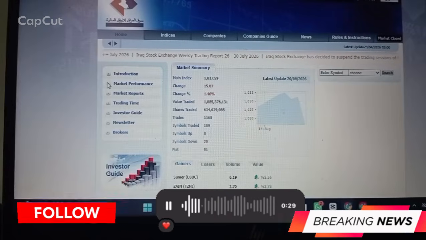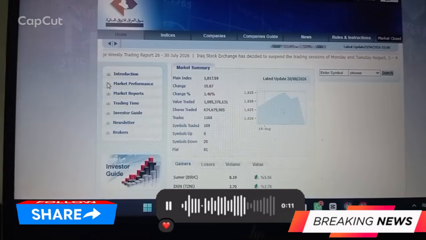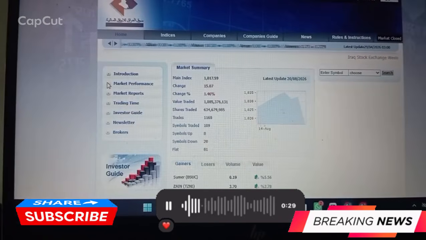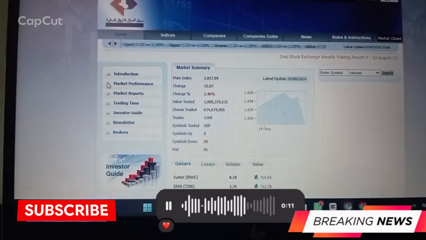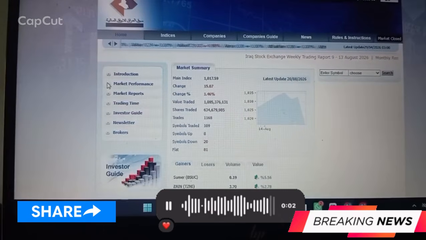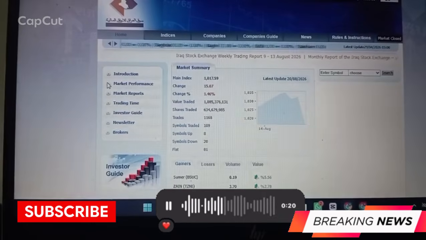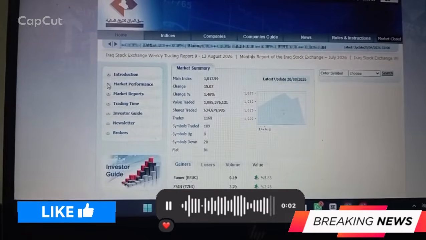Today we are looking closely at a developing report concerning one of the most frequently discussed monetary reforms in Iraq, the possible removal of zeros from the Iraqi dinar. The information circulating suggests that Iraq's Finance Committee has placed strong emphasis on moving forward with legislation connected to removing zeros from the currency, with the proposed amendments reportedly being forwarded to Parliament.